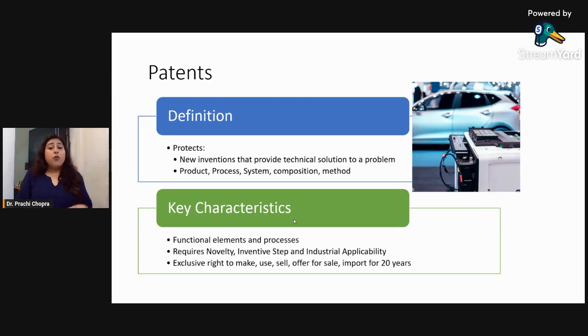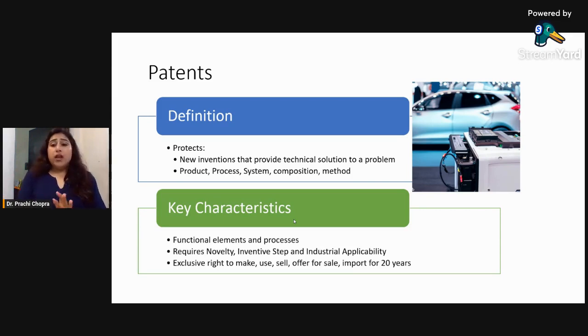Okay, so what rights you get in return when you get it registered as a patent is an exclusive right to make, use, sell, offer for sale, or import it for a span of 20 years. 20 years is big enough. Any technology, as far as I understand, becomes obsolete, old fashioned in this much span of time. So it is good enough time within which you can work your invention.